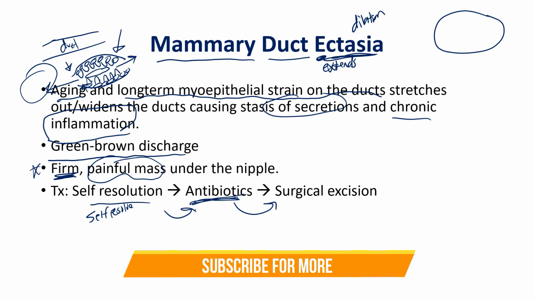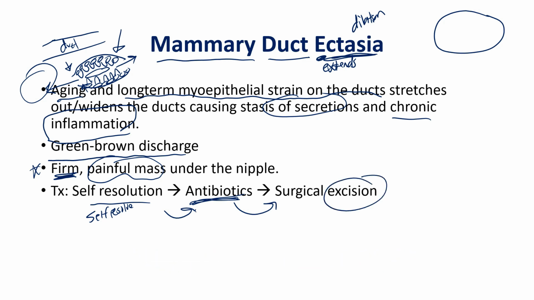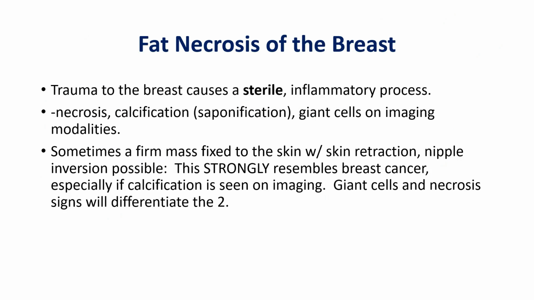Okay? So in this case, the procedure is excision of the messed up duct, in other words. Here, with the widened duct, we just need to excise the part where you have the mass with that chronic inflammation and fibrosis and whatnot. Okay, so that's mammary duct ectasia.